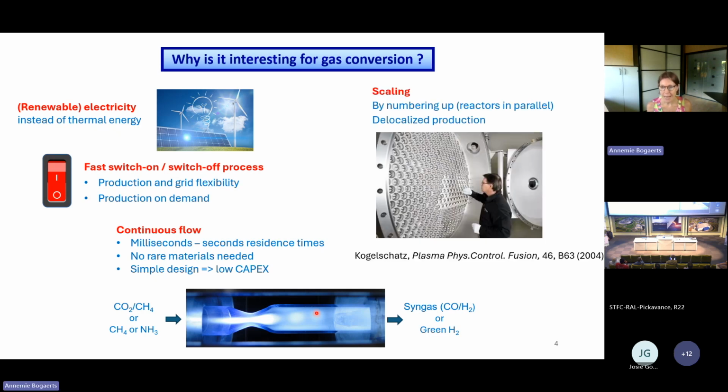Upscaling can be done by numbering up, so by placing a large number of reactors in parallel, and this was already demonstrated many years ago for ozone synthesis. This was with dielectric barrier discharges in parallel. This allows then also delocalized production, for instance, for fertilizer production by local farmers based on a few solar panels or a windmill.